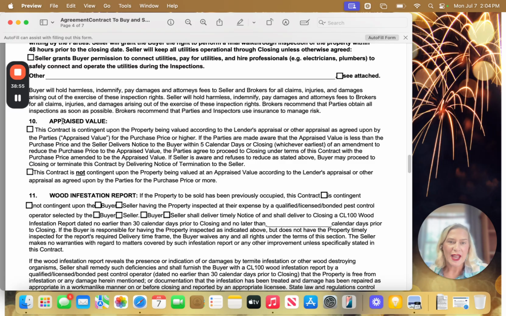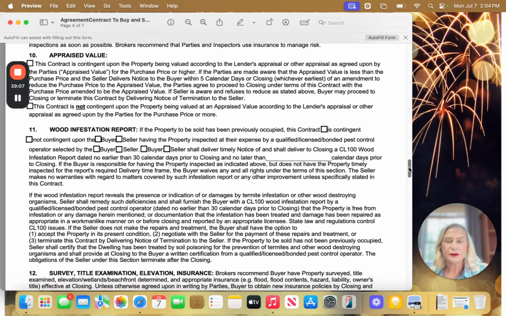Make sure you give them 5 calendar days to be aware that the appraised value came in lower, and then you guys can negotiate or purchase as is or make up the difference or proceed however your buyers want to proceed. Item 11 is the CL 100 wood infestation report.